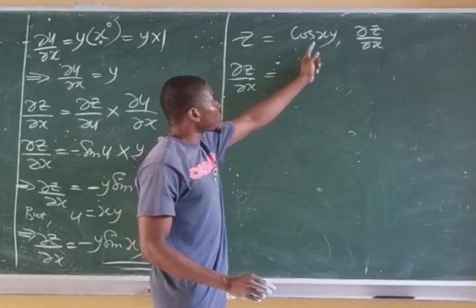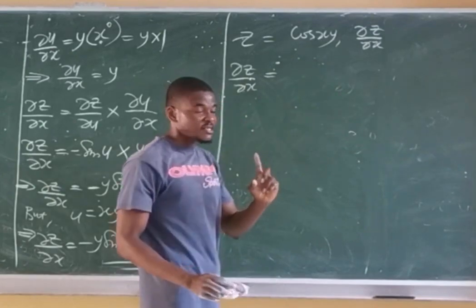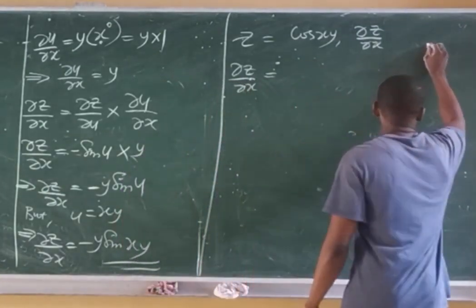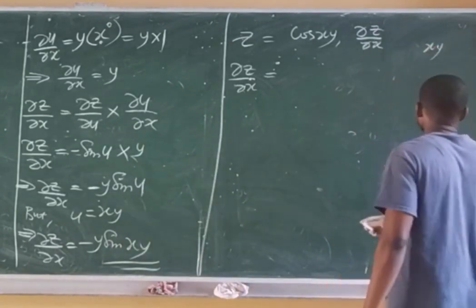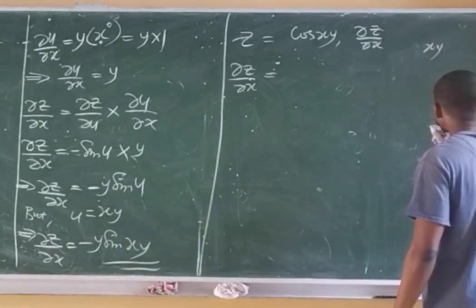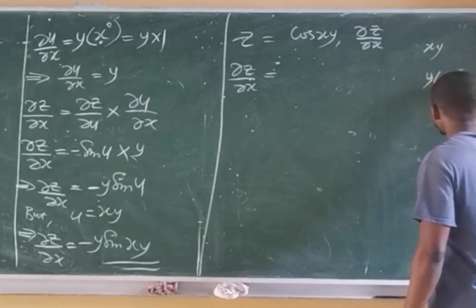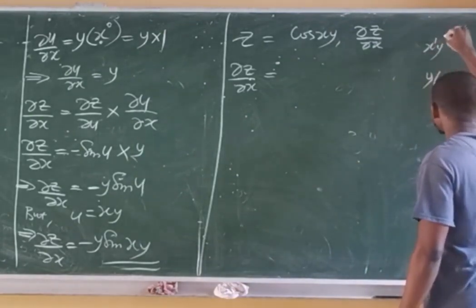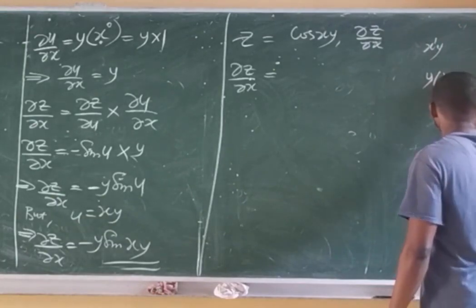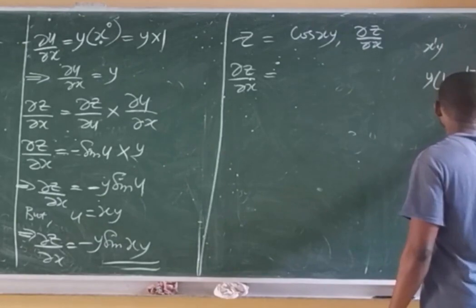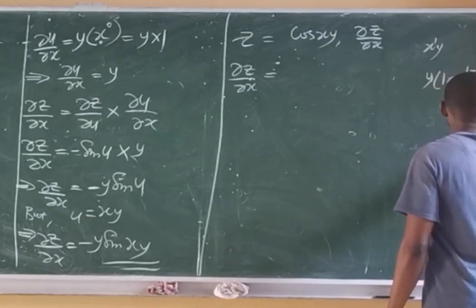So I will differentiate the angle xy with respect to x. Remember that if I'm differentiating xy with respect to x, I will simply keep y constant. I will treat y as constant, then I will differentiate x. This is x to the power 1, which is simply 1 times x raised to the power 1 minus 1. And this is simply 1 times x raised to the power 0, which is also 1, so I get y.